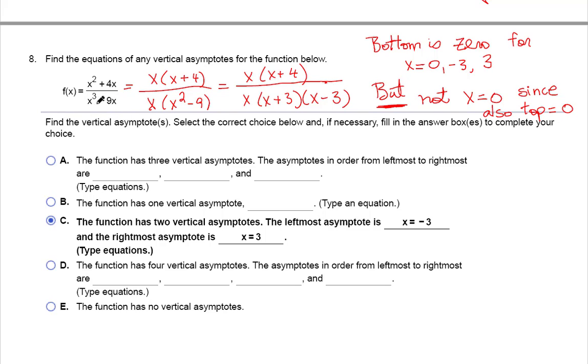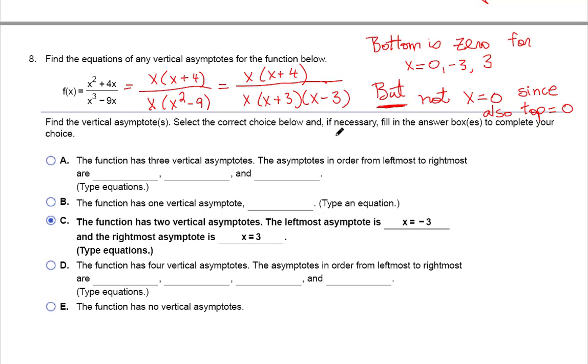Okay, let's see. First off, I want to factor the bottom. I can take an x out. Yeah, did that. X squared minus 9, did all that. Got that. Now you might say, okay, it's easy. We're done. The vertical asymptotes. When is the bottom 0? And that would be 0, minus 3, and 3.